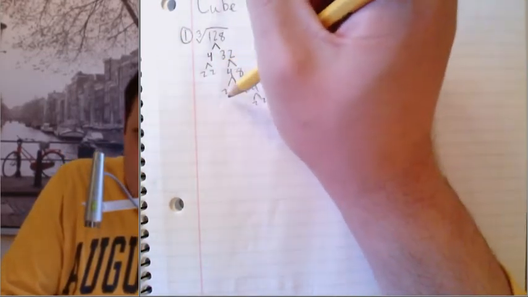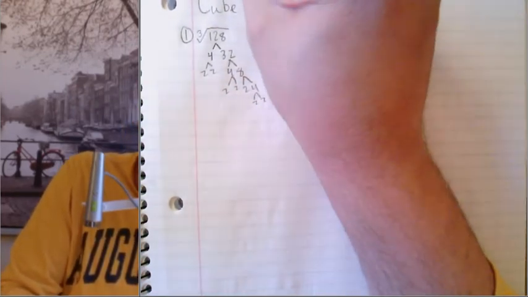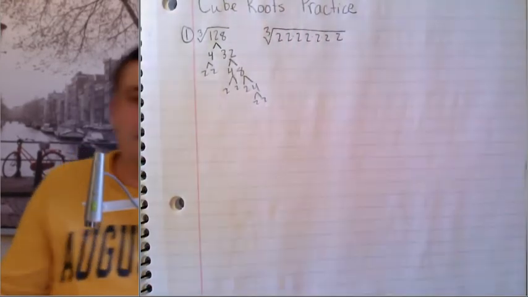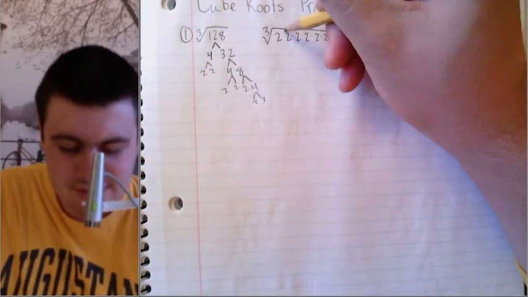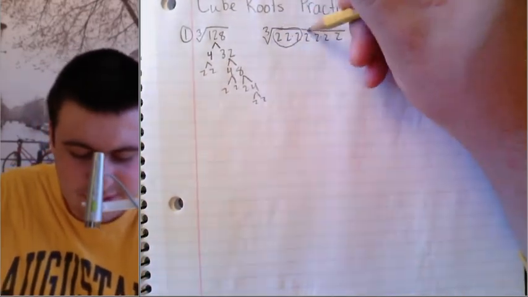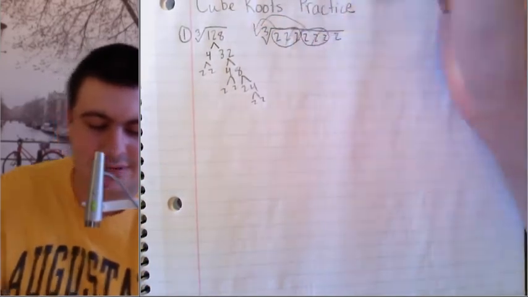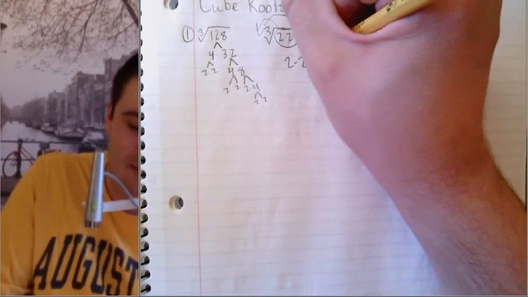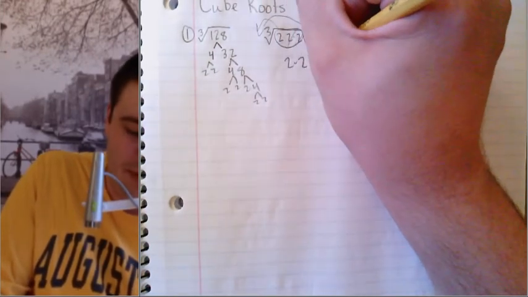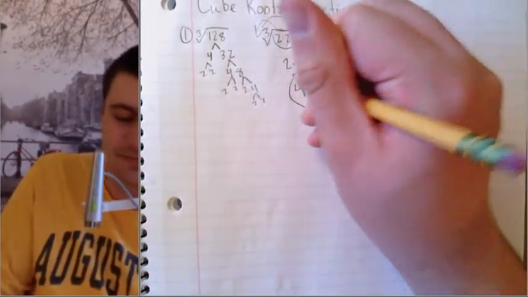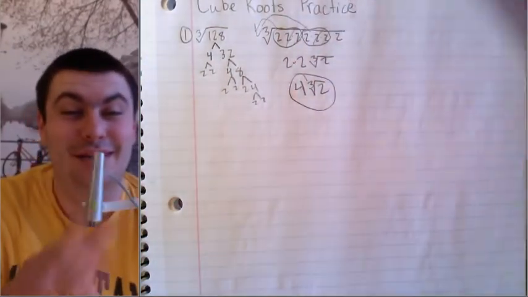So we have 7 twos under the cube root. We look for groups of 3. There's a group of 3. There's another group of 3. So 1 comes out from each and the others go away. 2 times 2 times the cube root of what's left, 2, leaving us with 4 times the cube root of 2. Have fun. Remember, we're in groups of 3 now that it's the cube root.